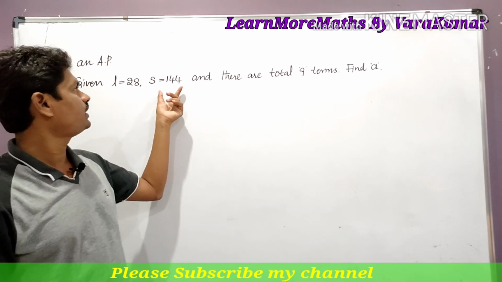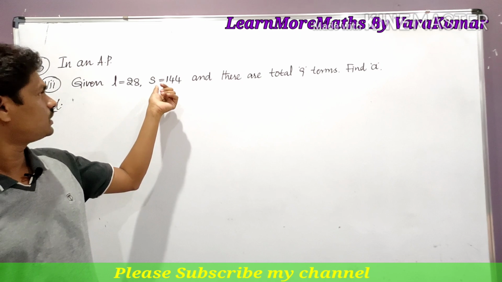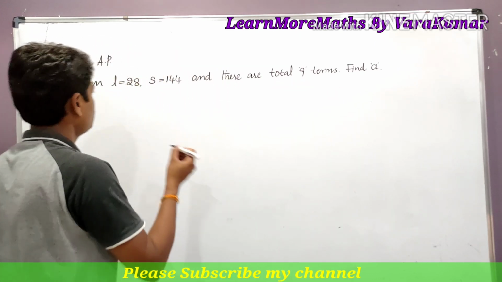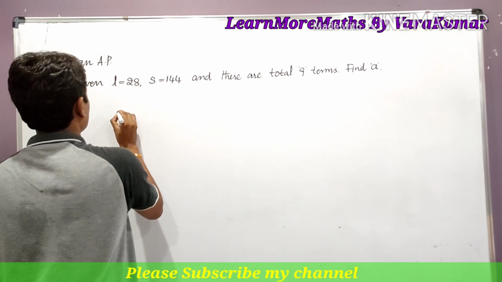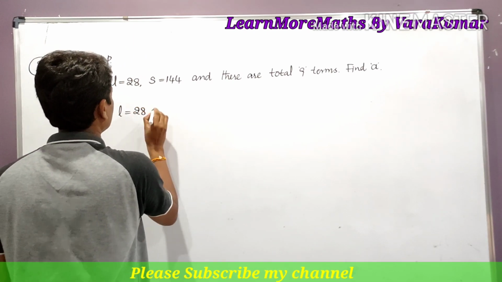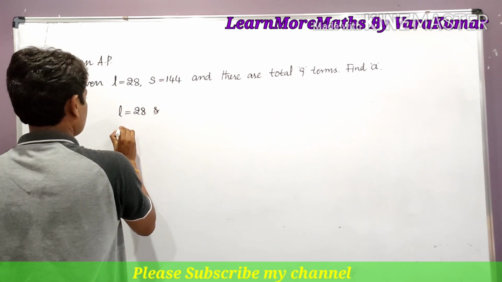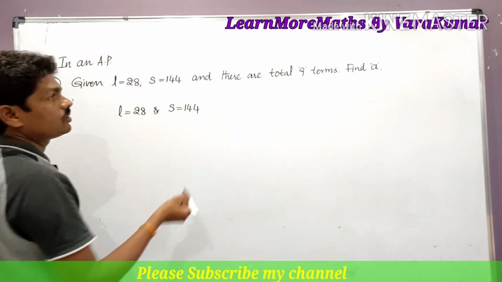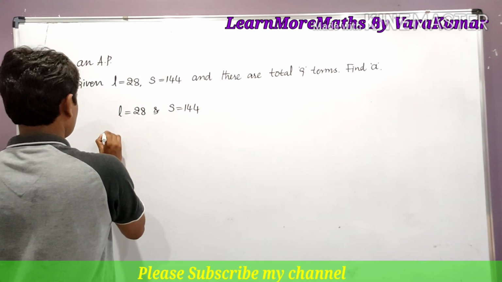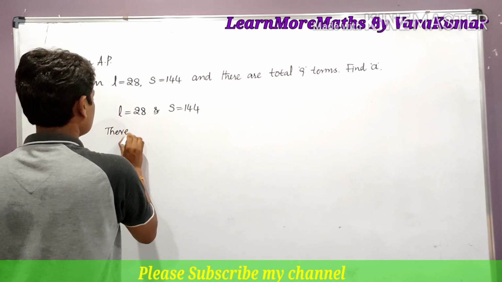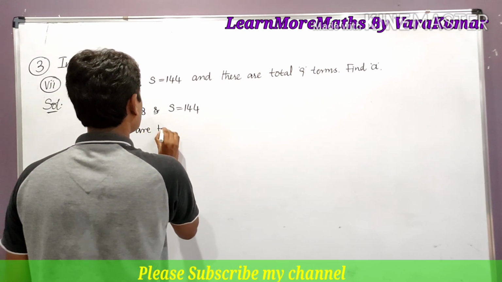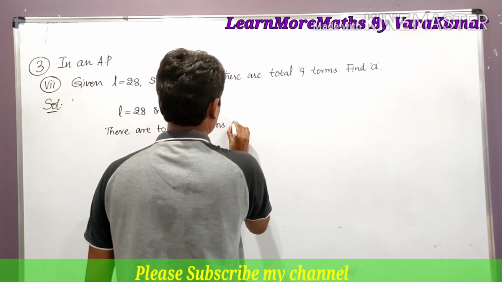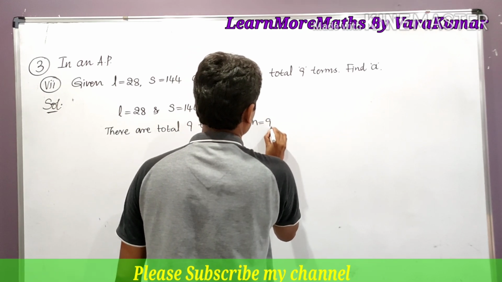Given L is equal to 28, S is equal to 144, that is Sn, student. And there are total 9 terms, so find a value. So very easy, student. What he has given, I am writing. L is equal to 28 and S is equal to 144. There are total 9 terms. That is, n is equal to 9.